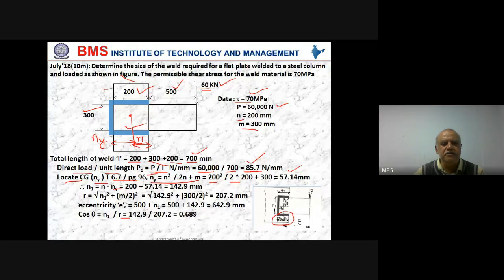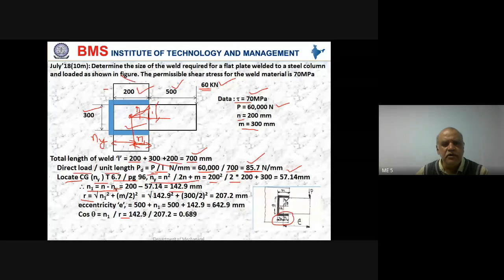What is this distance from CG? N1, okay? So find out N1, which is nothing but N minus Ny, will give you the value of N1. Then find out the radius of the weld, from here, this is the radius. You have the adjacent side and the opposite side with respect to theta over here. By using Pythagoras theorem, r is equal to root of m square, that is m by 2. This distance is m by 2, correct?